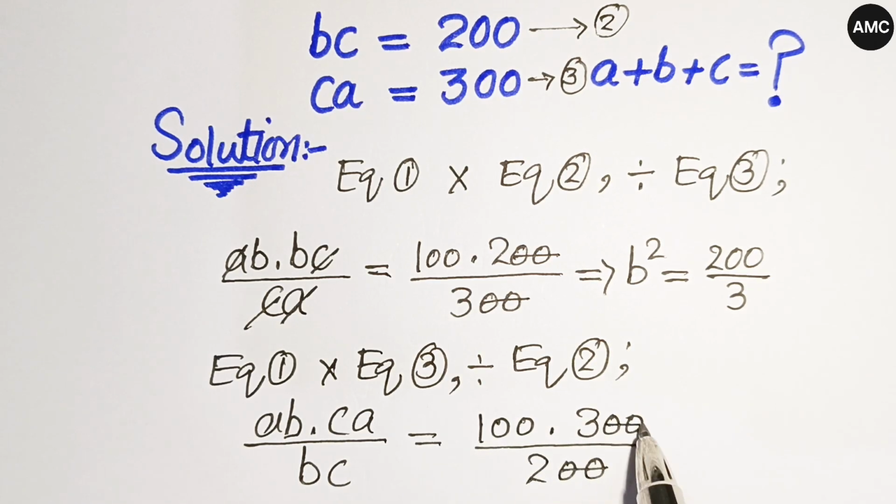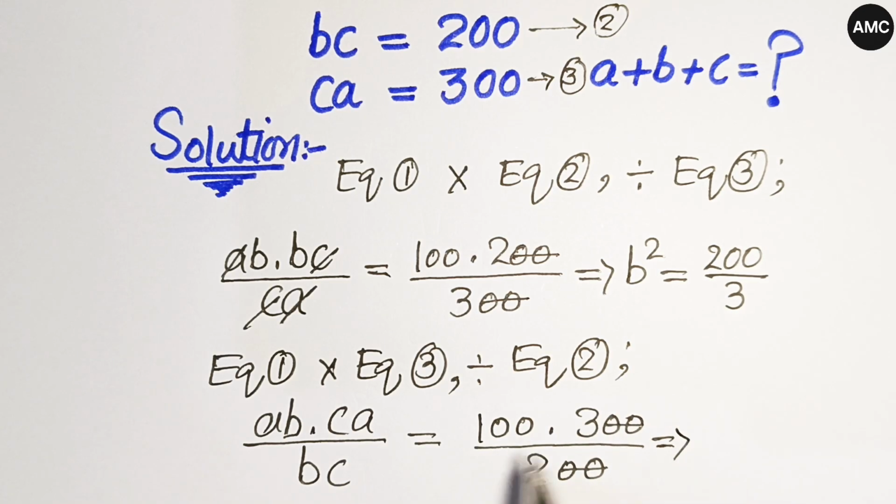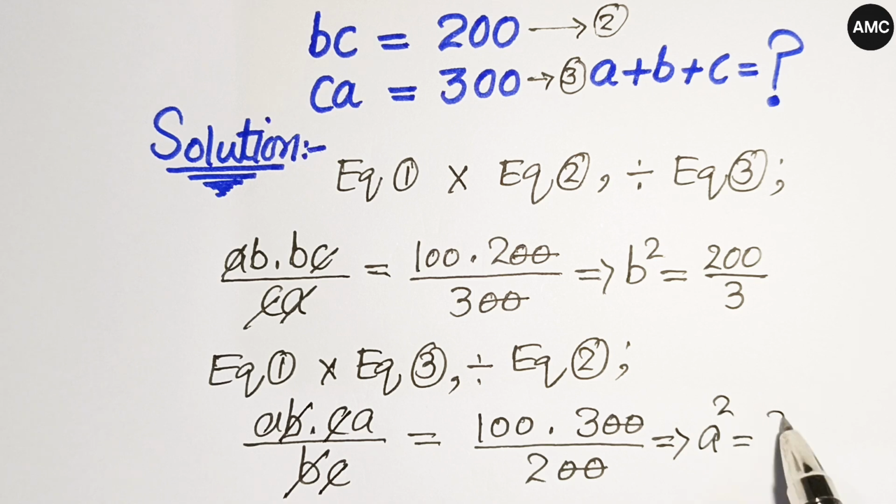So these two zeros are cancelled, we get 3 times 100, that is 300. Here c is cancelled with c, so a times a is a squared, which is equal to 300 divided by 2.